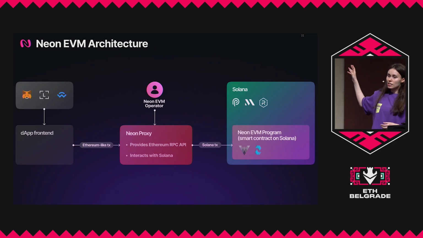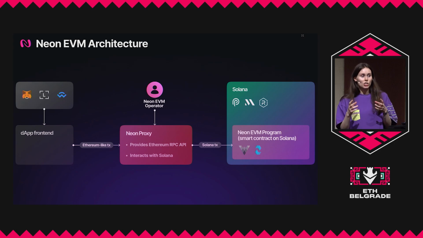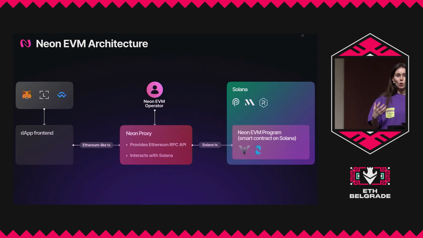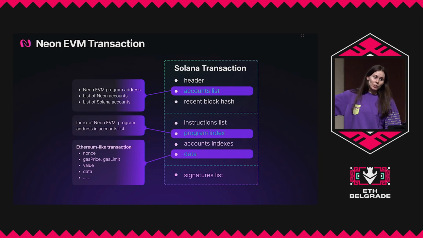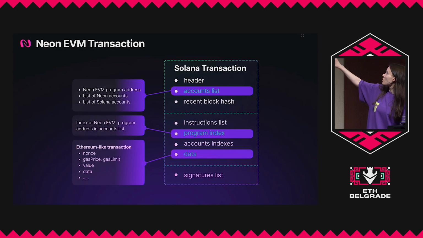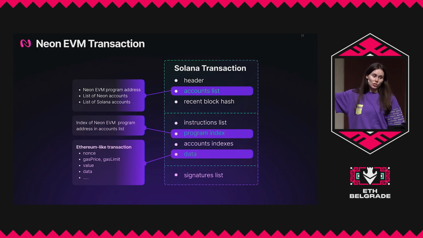And when it goes into Solana, it hits the Neon EVM program. The Neon EVM program picks this transaction up and executes it directly and natively on Solana without bridges or anything else. Since it's just an EVM, a virtual machine on Solana, it can do this directly and natively, so there is no overhead. And yeah, this is what I was talking about. The Ethereum-like transaction with nonce, gas price, values and data, goes directly into the data field of a Solana transaction.